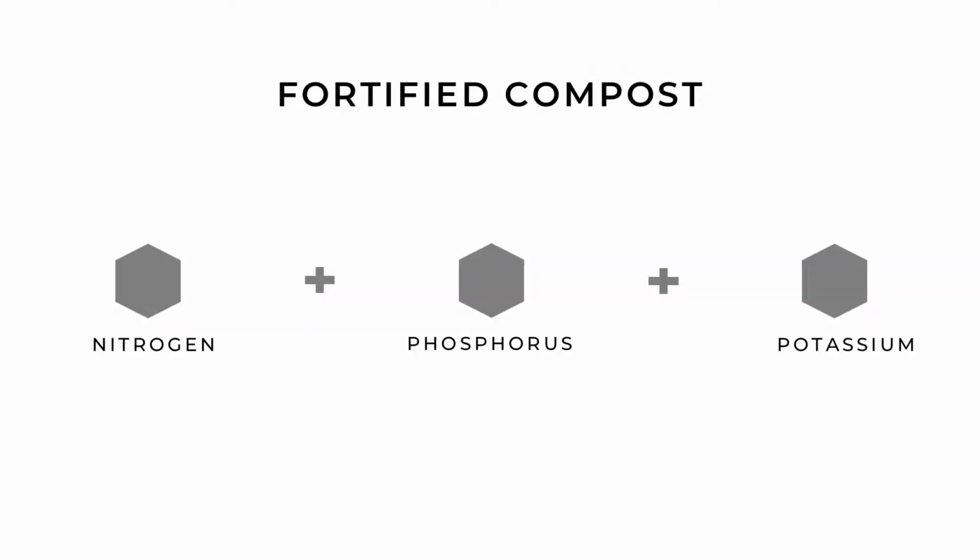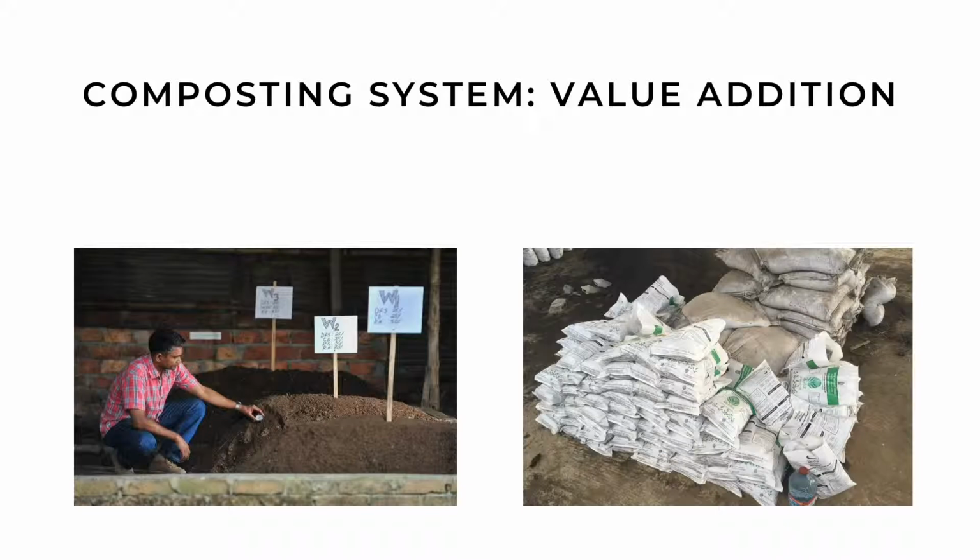However, you can enrich your product by adding supplements of nutrients such as nitrogen, phosphorus, and potassium, producing fortified compost. Finally, the products are either sold in bulk or packaged in bags of 10, 20, or 50 kilograms, depending on the preference of your customers.